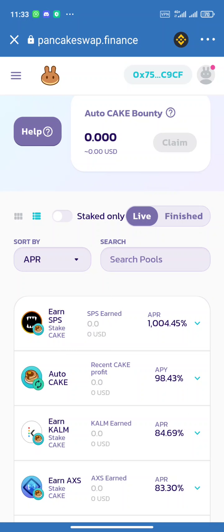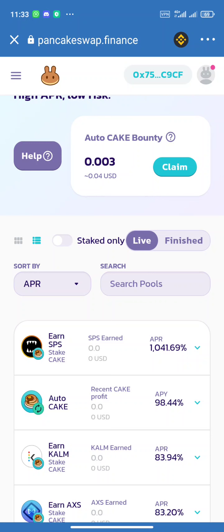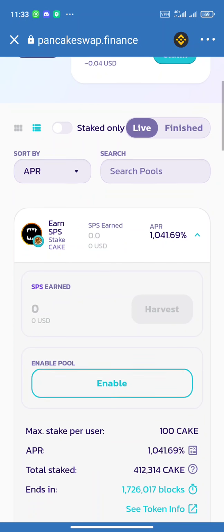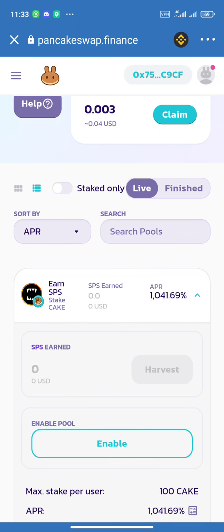But no, all you have to do is just stake cake. Just scratch what I just said. Now, if I have cake, take for example, I have 10 cake, I just have to come here and enable it, and then stake the cake I have, and I start earning SPS. Of course, you can see it's even increasing.